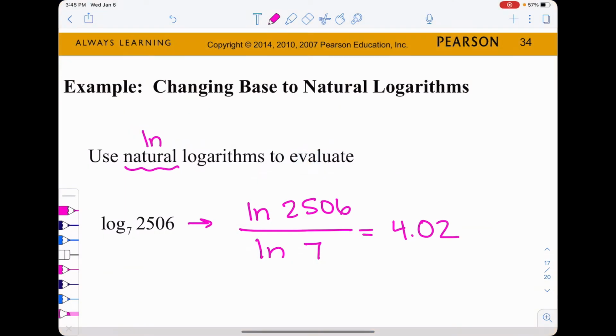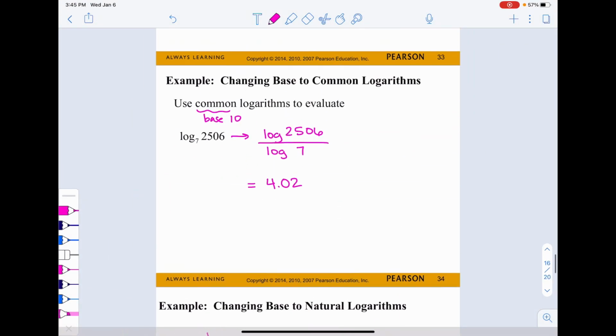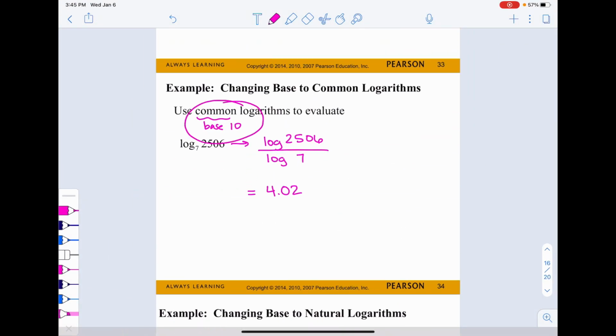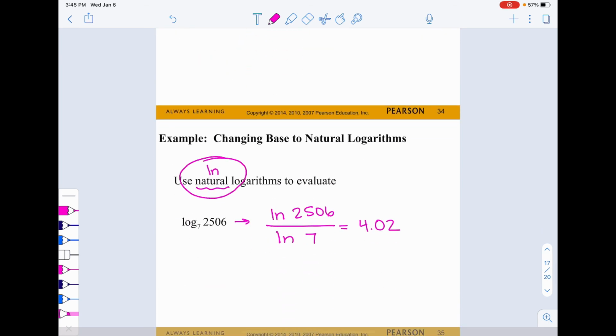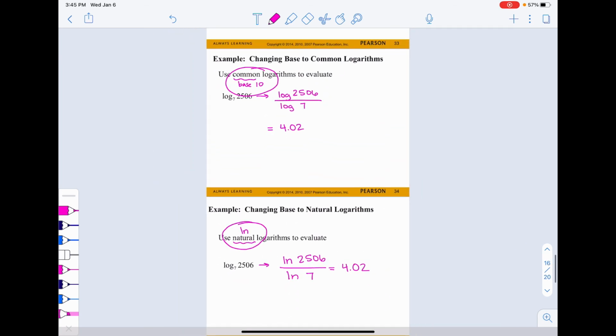So it shows that it doesn't matter whether we change it into base 10, our common logarithm, or into the natural log. In the end, when we do that division, we end up with 4.02, which is the same value.